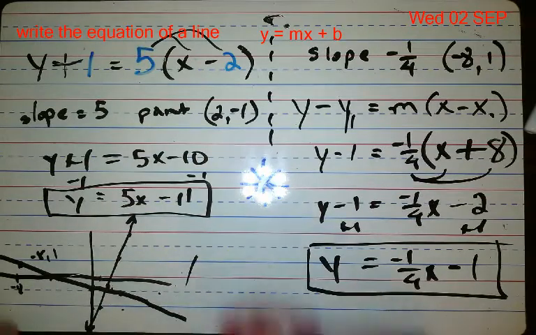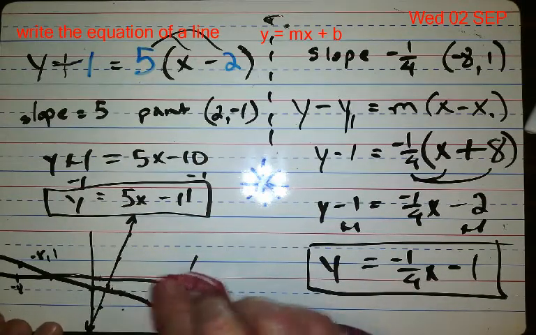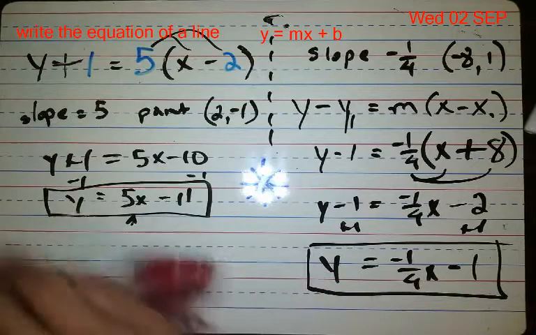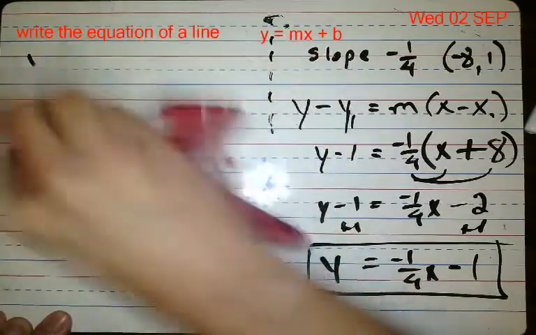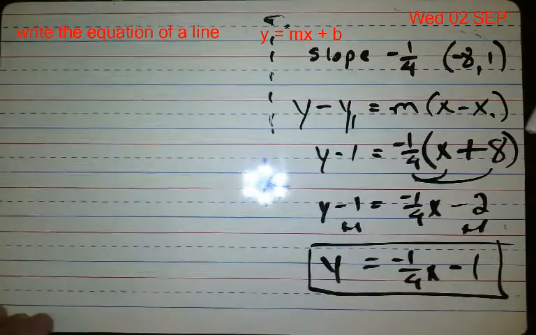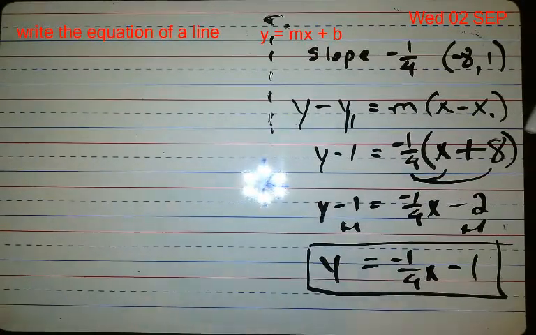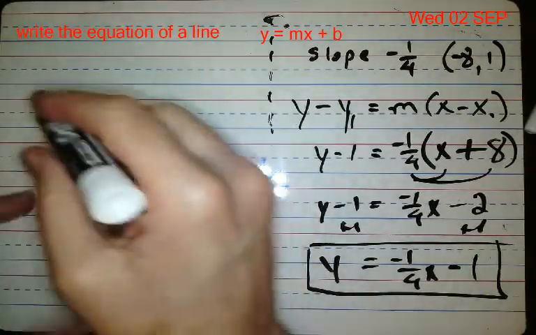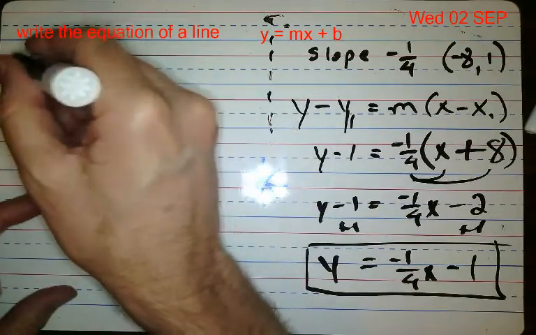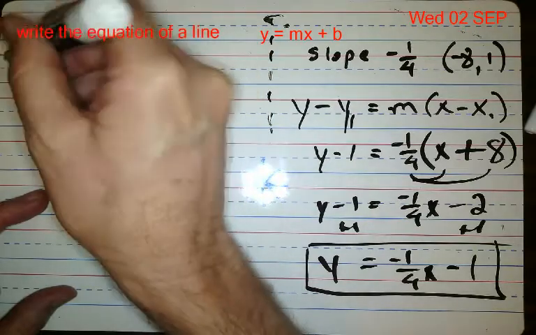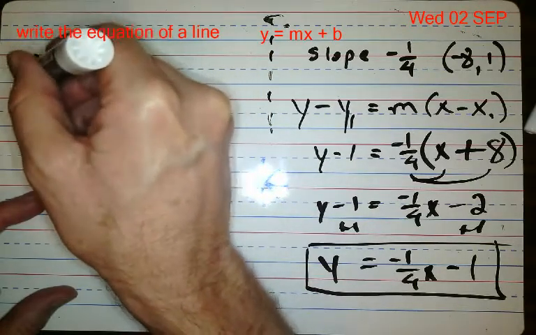So let's do one that maybe is a little bit tougher, and then we'll be done. I think we'll stop after that. Okay, 3 today. I think there's only 8 questions on today's homework, so that's good stuff. Another one with fractions. Fractions are our friends, don't forget.